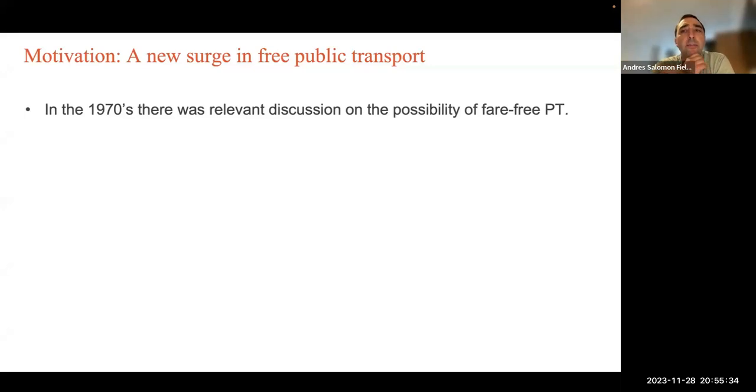So why analyzing public transport? Well, in the 70s, so 50 years ago, there was actually quite some discussion in the world of transport engineering, academia, and practitioners about fare free public transport. In general, the conclusion was, let's not do this.